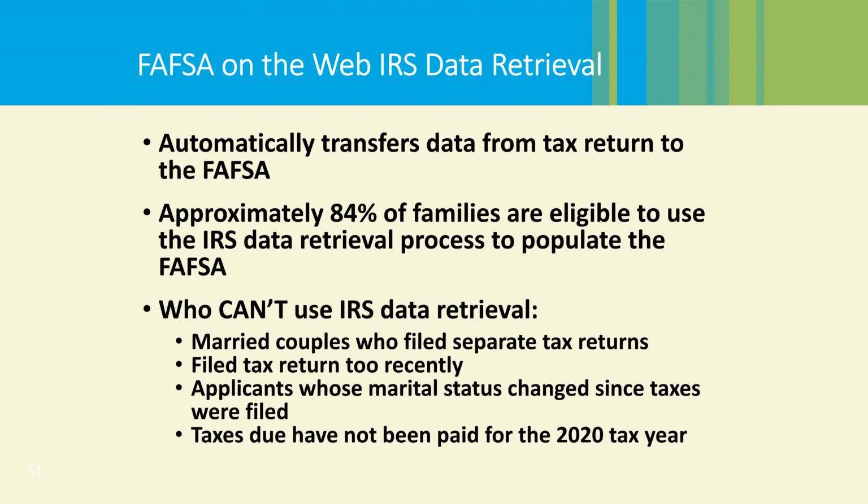Who can use this IRS data retrieval tool? What happens is it automatically transfers that data from your tax return to the FAFSA. Approximately 84% of families are eligible to use this. Who can't use this data retrieval are married couples who filed separate tax returns. If you've recently filed your tax return, you won't be able to use it. If your marital status has changed since you filed your 2020 taxes, or if you've not paid your tax liability, if you had any for the 2020 tax year, you will not be able to use this tool.